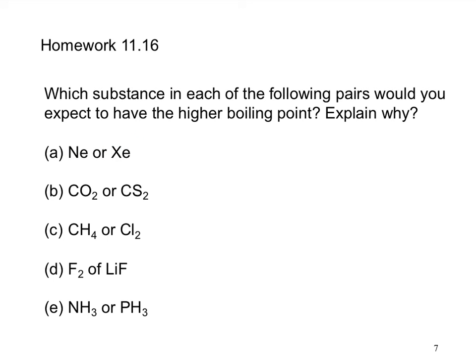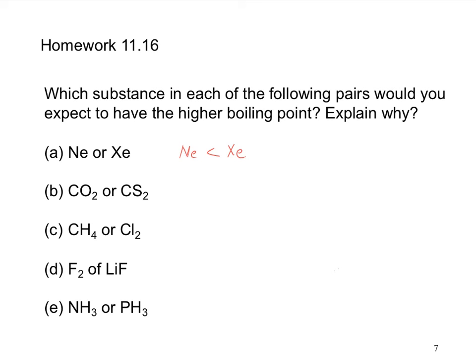So in general, xenon is more likely to be induced to form a dipole, and it has higher polarizability, and therefore xenon has stronger intermolecular forces, or stronger dispersion interaction, than neon. So in this case, the boiling point of neon is smaller than the boiling point of xenon.